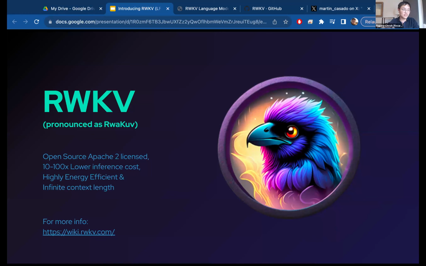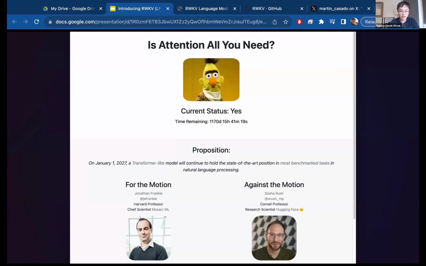Its main difference is that it's a new architecture that is aiming to replace Transformer with 10 to 100x lower inference cost, making it highly energy efficient, and it can run on nearly any hardware, which I'll cover more later. So in order for us to do all of this, RWKV takes a very different approach from traditional transformers.